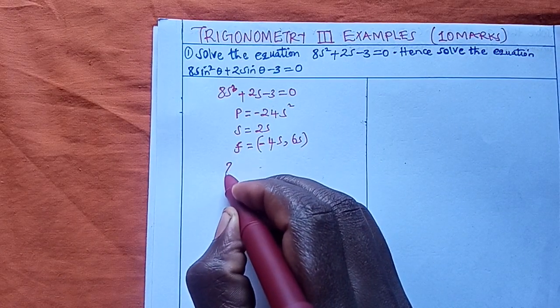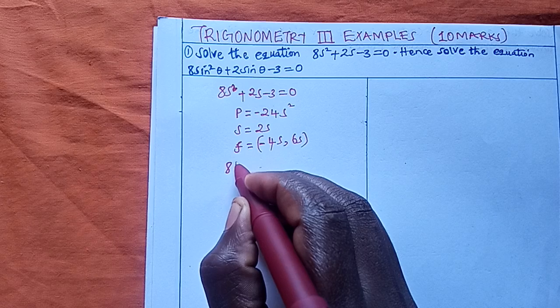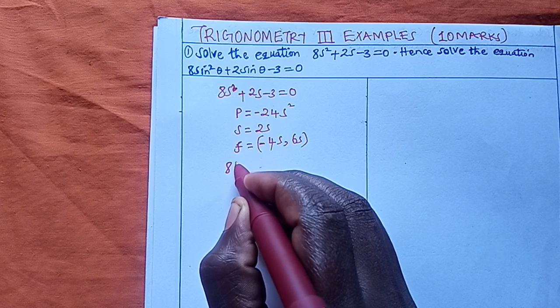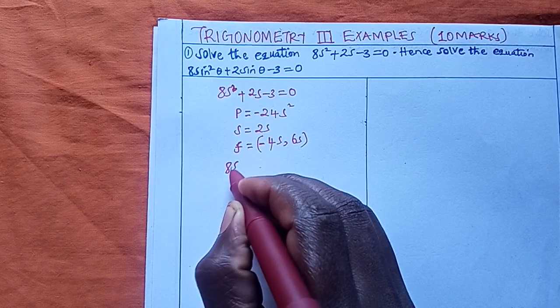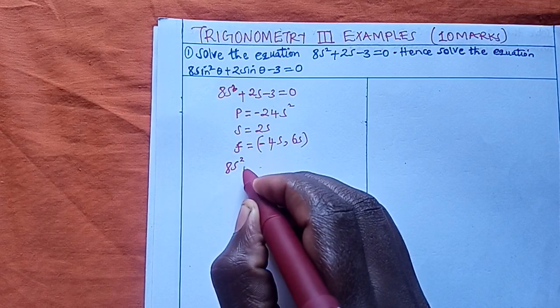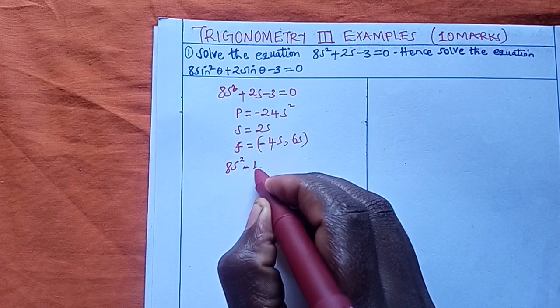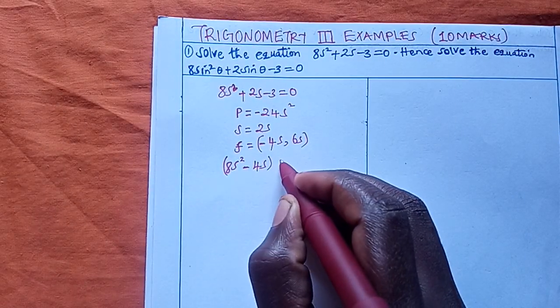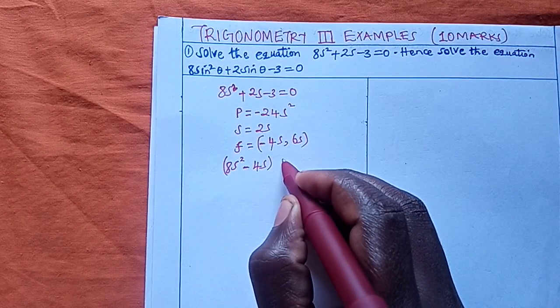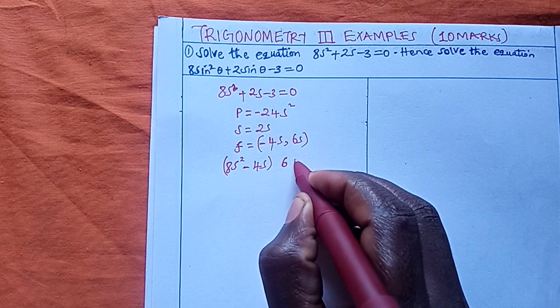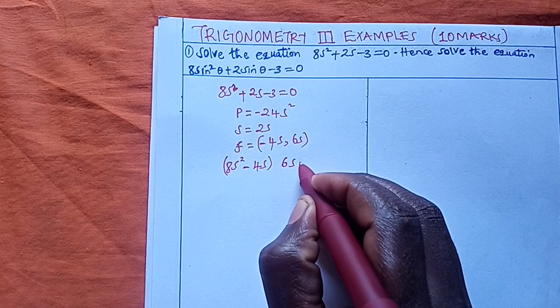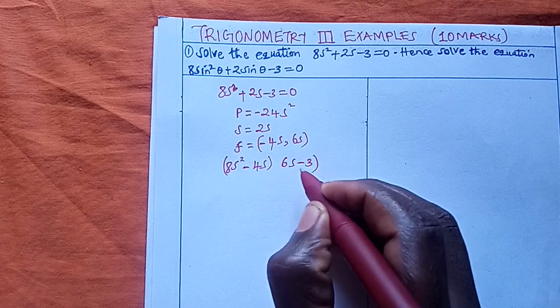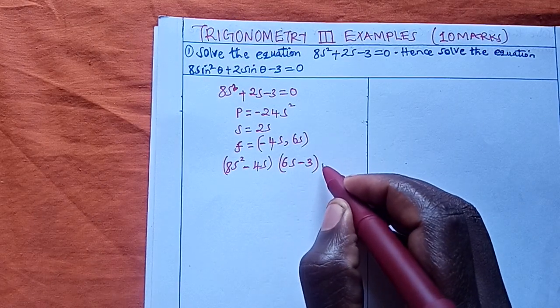Now we move here to the second part that says we are going to have our 8s squared. Then we also use one of the factors for s, it is negative 4s in this case, and then we have got the second factor that is 6s. Now you take away 3 and you close the bracket like this.